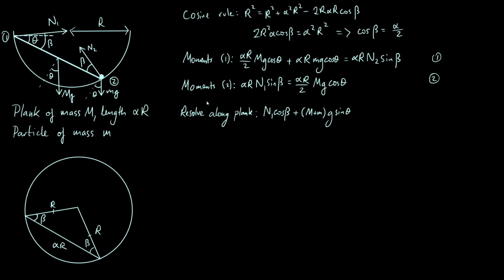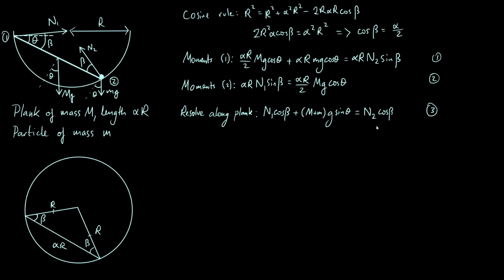Okay, and all of those components have to be cancelled out by the component of n2 along the plank, right? Because that's acting kind of up and to the left rather than down and to the right. So that has to be equal to n2 times cos of beta. Okay, so there we go. We've got three equations. Now we've done the physics. It's just a matter of solving these to find out what theta actually is.